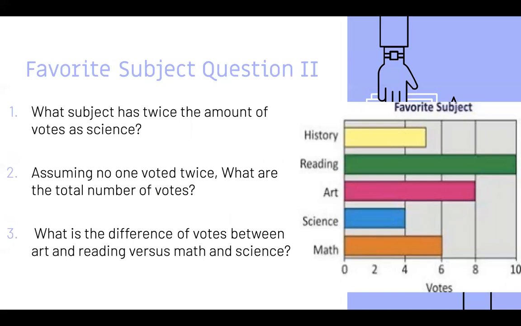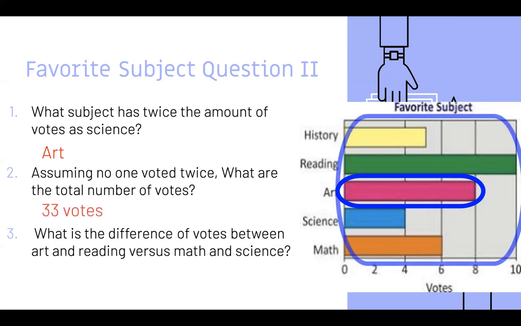What subject has twice the amount of votes as science? Well, science has 4 votes, so we're looking for one that has 8 votes, and we see that art has 8 votes, so that must be the answer. Assuming that no one voted twice, what are the total number of votes? So we just have to count all the votes up, history being 5, reading 10, art 8, science 4, math 6, and together that equals 33 votes.